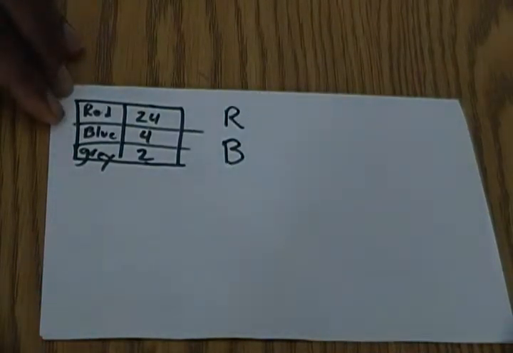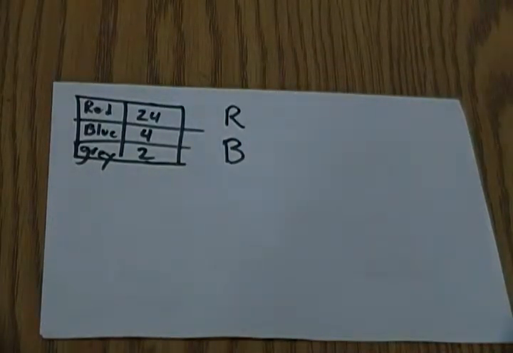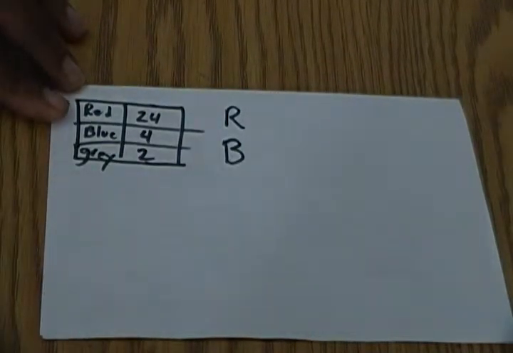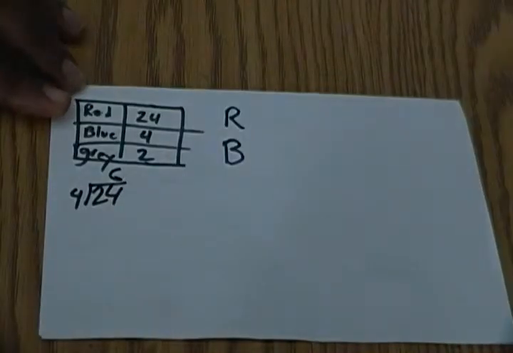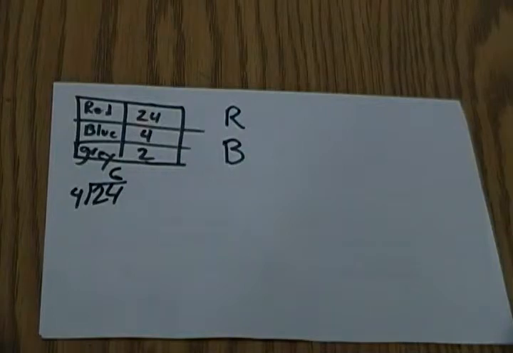Now when we're comparing, we're finding out how many times more someone favors something over another, or how many times more one person has versus the other. So in this case, let's take red and blue. We're going to find out how many times more people like red than blue. So we're going to take 24 and divide it by 4. 24 divided by 4 gives us 6. So we know 6 times as many people like red than blue.